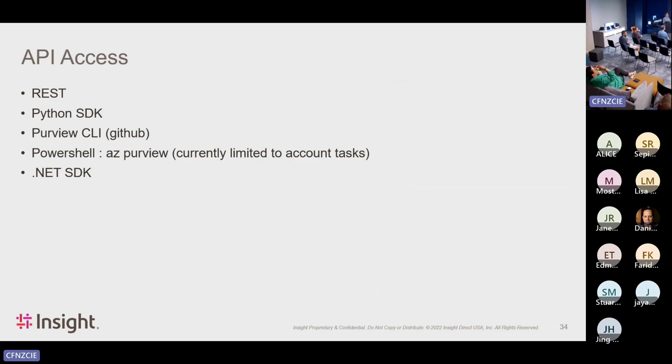How do we access the API? Essentially, there's the REST API, which I'll show you the structure of, and how you get content back. The Python SDK is the one I'm going to be using and showing today. Purview CLI, there's an open source project, I think, for that. PowerShell Az.Purview is really limited to admin tasks, as far as I can see, and the .NET SDK is ramping up pretty rapidly if you wanted to write .NET. But in principle, the whole API is REST-based, so you could pretty much use anything you wanted.